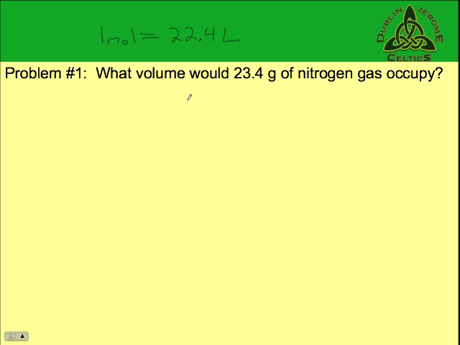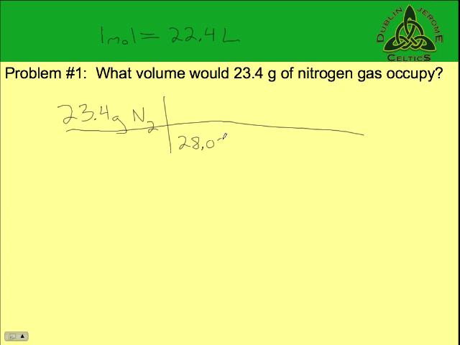What volume would 23.4 grams of nitrogen occupy? Grams isn't related to that conversion I just had. What the heck? Well, grams, it's not in there directly, but if I have grams of nitrogen, N2, diatomic, I can relate grams to moles. If you look on the periodic table, with molar mass, 28.02 grams of nitrogen is the same as 1 mole of nitrogen.